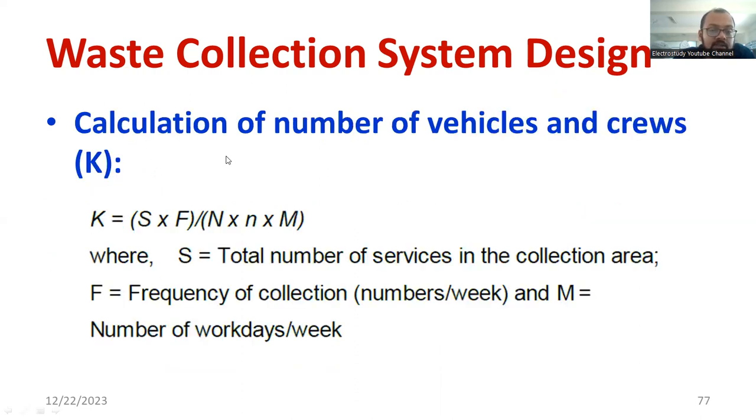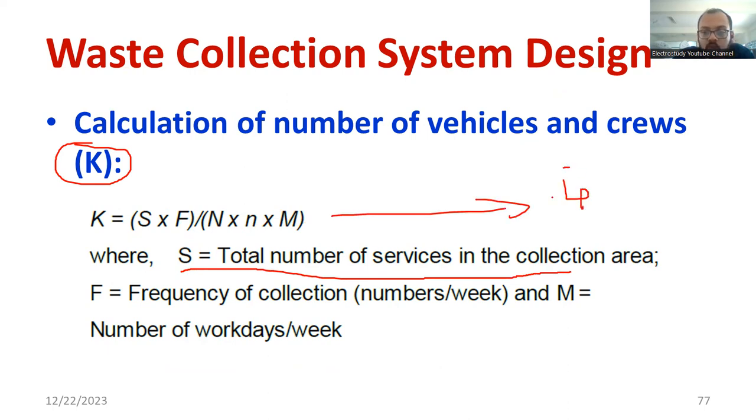Now, how do you calculate the number of vehicles and crew? It is represented by the letter K. K is another parameter. K is equal to S F by N, capital letter N, small letter n, and M. What does S stand for? S is the number of services in the collection area. We can call it equation number 4.